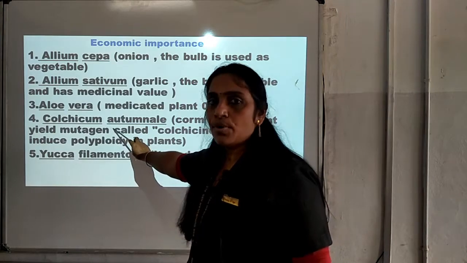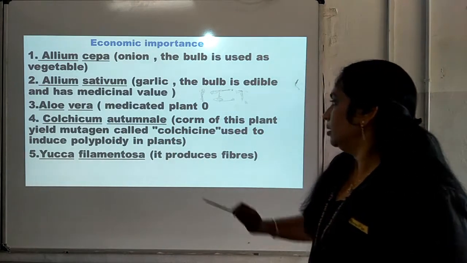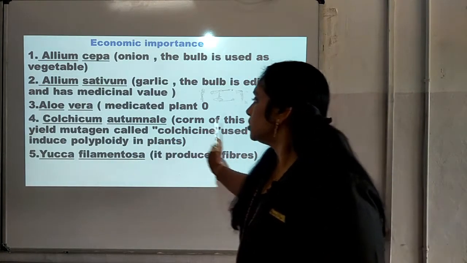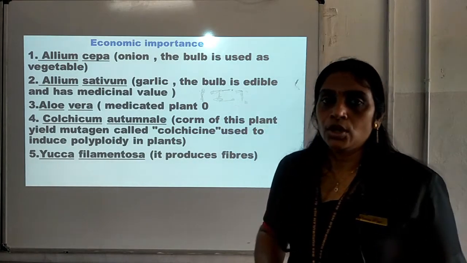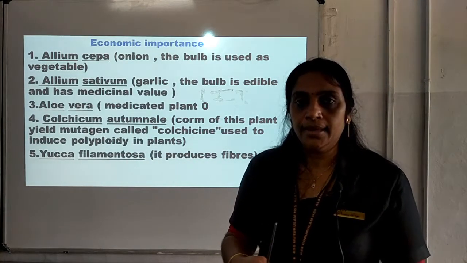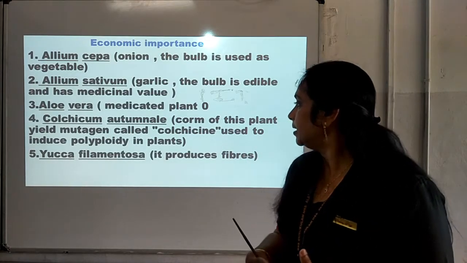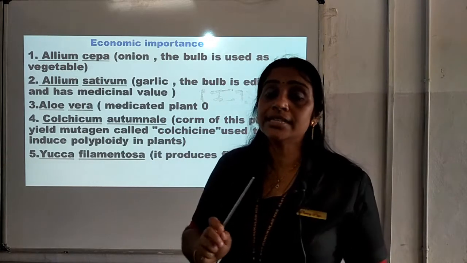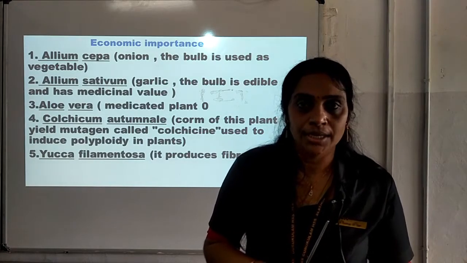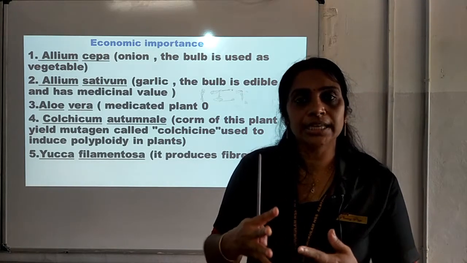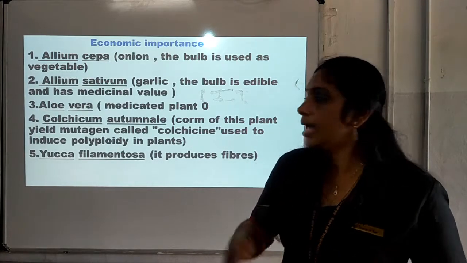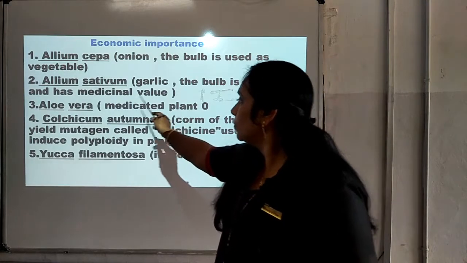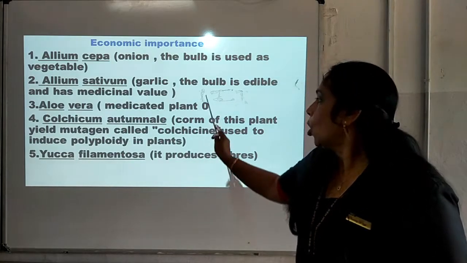Then the next one, this one is important, Colchicum autumnale. The corm of this plant yields a mutagen called colchicine, used to induce polyploidy in plants. Doubling of chromosomes is polyploidy, and this can be done in plants by using colchicine, which is a mutagen. We already studied mutation in 10th standard, and mutation is brought about with the help of certain chemical agents called mutagens. This is one such chemical agent obtained from the Colchicum autumnale corm, isn't it?